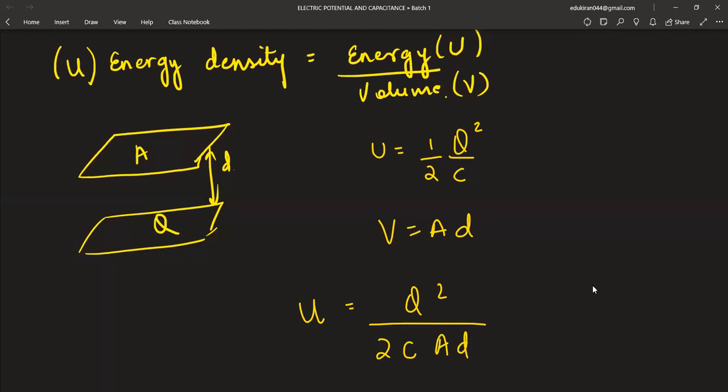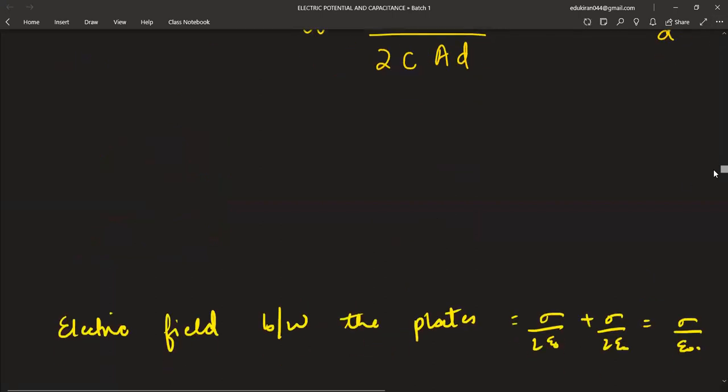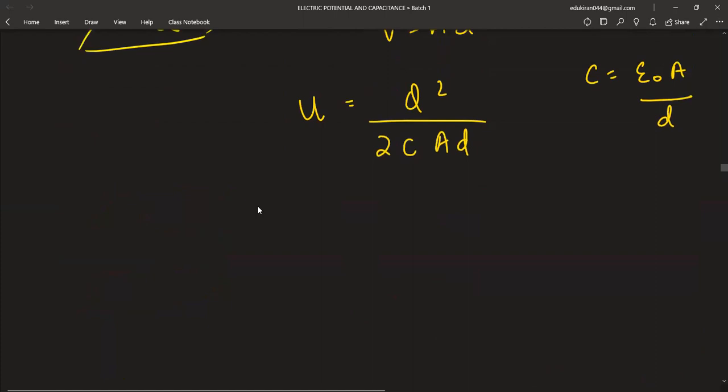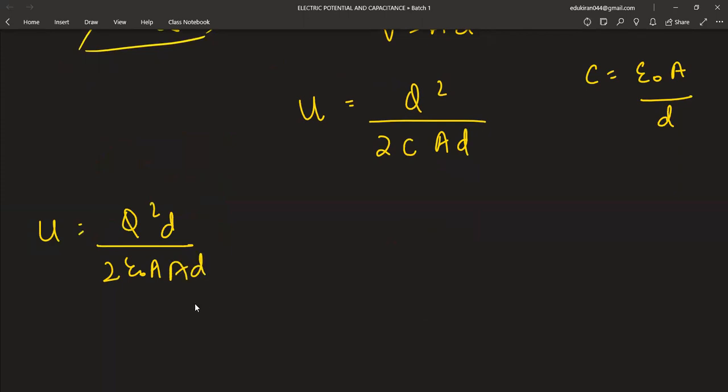Fine, class. Now let us put the value of capacitance also, which we have studied: epsilon naught A by D. So we'll have Q square by 2. C is epsilon naught A, D will go up, and here we have AD. So D will be cancelled. We'll be left with Q square by 2 epsilon naught A square.